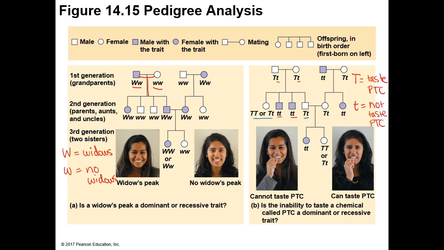So this male is going to mate with another female from another family, and they both are able to taste PTC, but they have two children, one who is not able to taste PTC and the other who is able to taste PTC. So in this case, it seems like being unable to taste PTC is the trait that we're following. And in the other pedigree, the widow's peak is the trait that we are following.